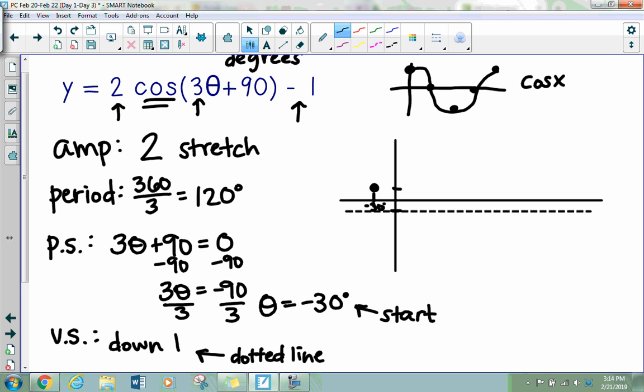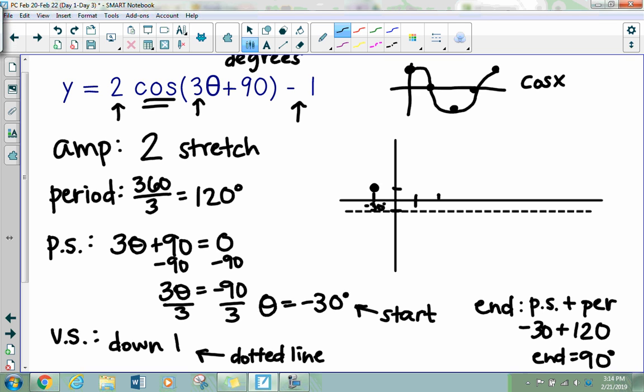Now I also want to go ahead and figure out where this is going to end. To find your end point, take whatever the phase shift was and add the period to it. So in this case, our phase shift was negative 30, our period is 120. That tells us that we're going to end at 90 degrees on the graph. So if this is 0, and this would be 30, and this would be 60, then this would be 90. And that's where we will end. And then again, go back to the parent function. When cosine ends, it's back where it started. So at 90, we should be up here, just like we were back where we started.